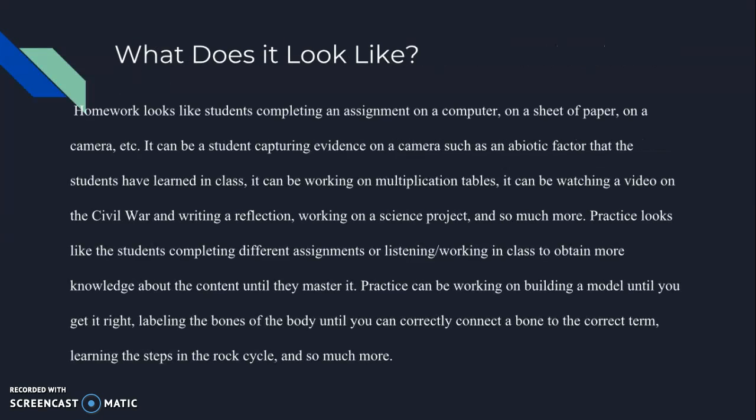What does it look like? Homework looks like students completing an assignment on a computer, on a sheet of paper, on a camera, etc. It could be a student capturing evidence on a camera, such as an abiotic factor that the student has learned in science class. It could be working on multiplication tables. It could be watching a video on the Civil War and writing a reflection, working on a science project, and so much more.